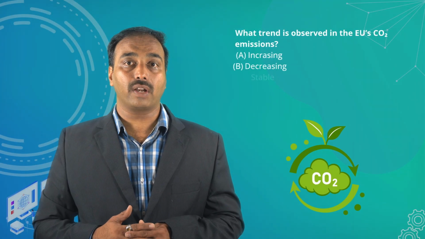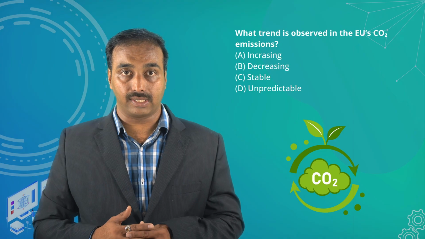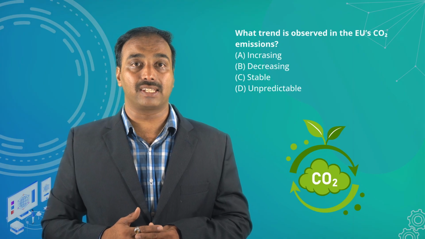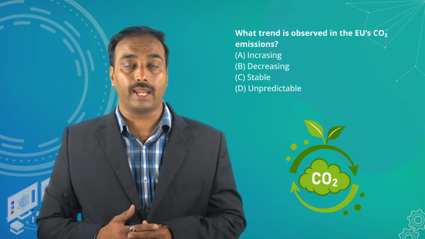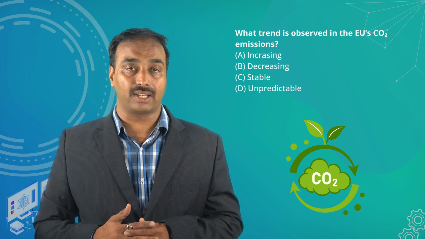Next question, what trend is observed in the EU's carbon dioxide emissions? Option A, increasing, B, decreasing, C, stable, D, unpredictable. The correct option is option B, that is, the EU's emissions have decreased consistently.